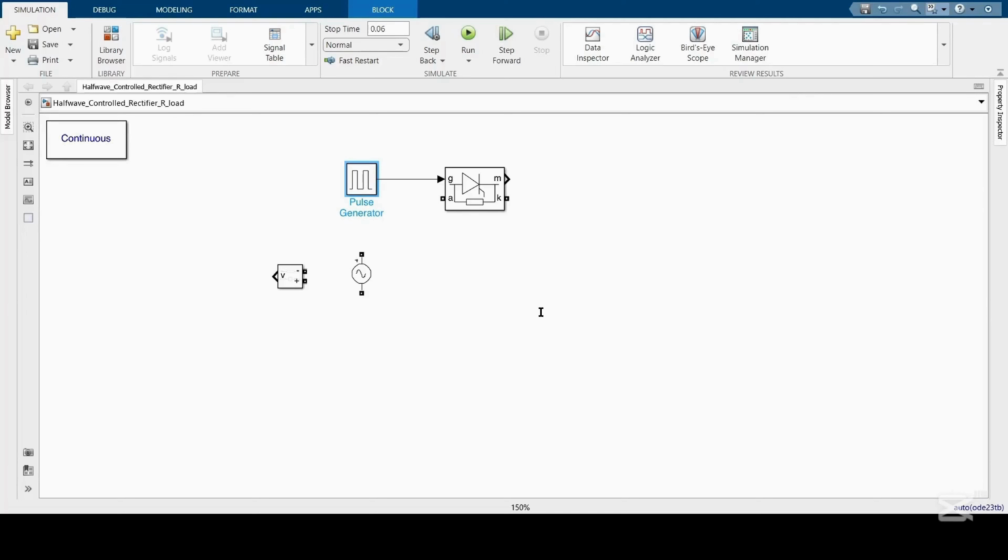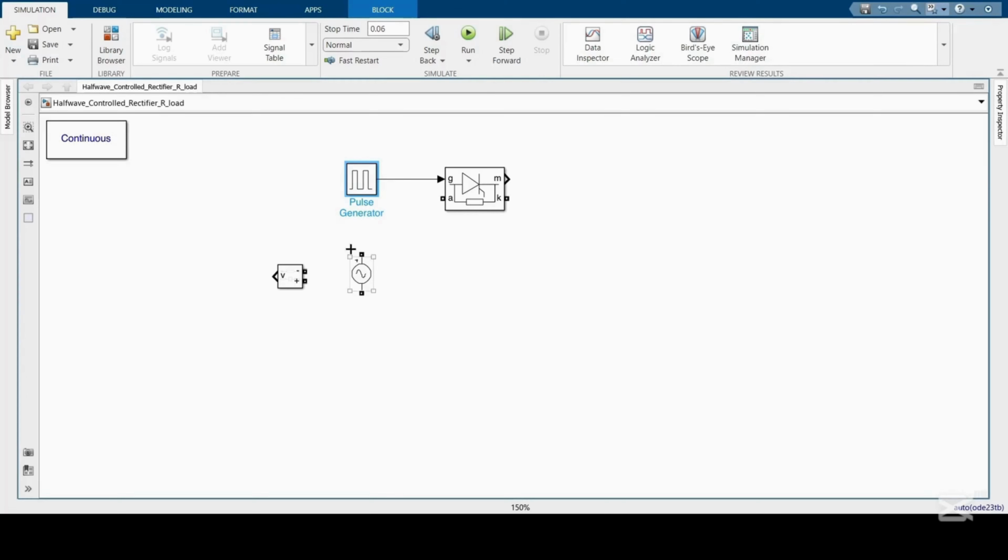Pulse generator. This block generates a triggering pulse for the thyristor at a specific phase delay. The delay is set to the period times 61.2 degrees divided by 360 degrees seconds. This means the thyristor will start conducting at 61.2 degrees into the positive half cycle.